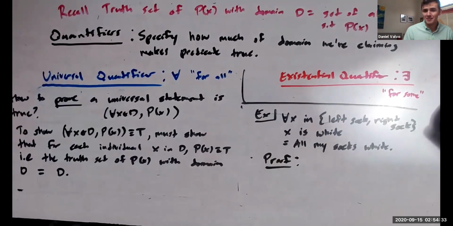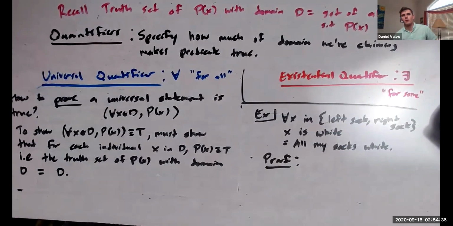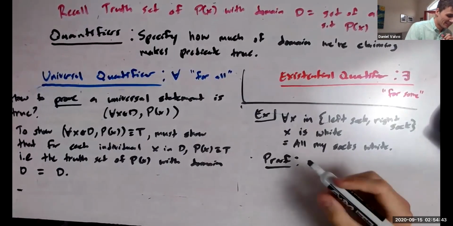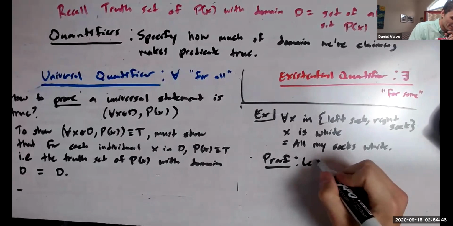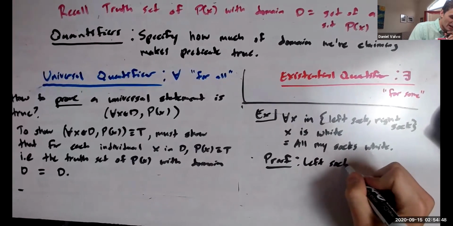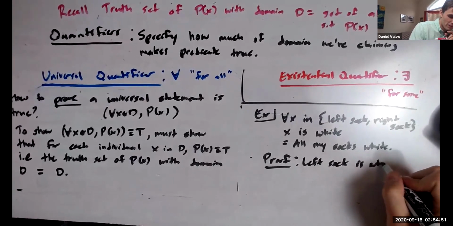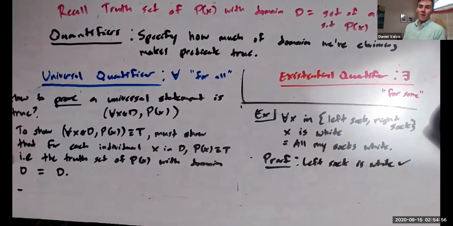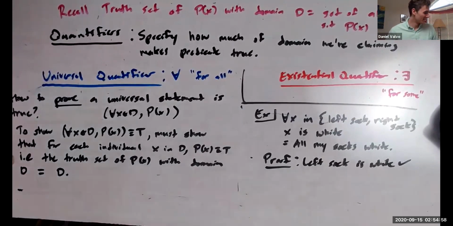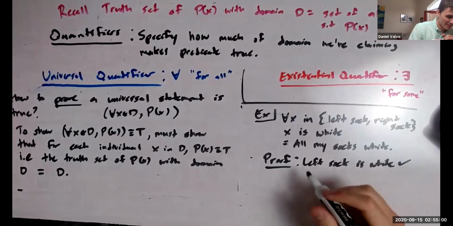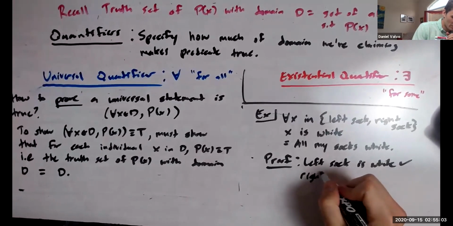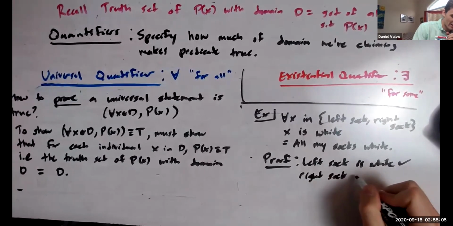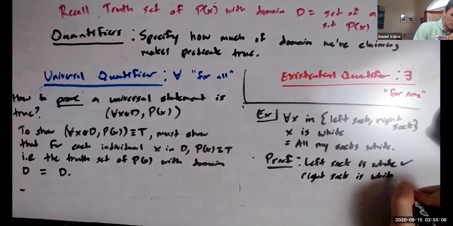All right, so how can we prove that? Well, my left sock is white. Left sock is white, check. And right sock is white. Right sock is white, check.